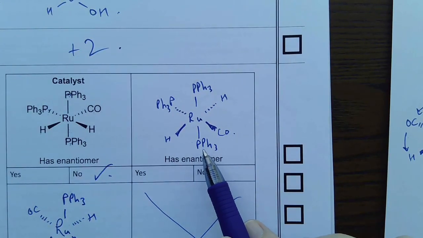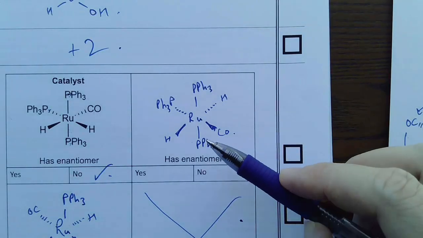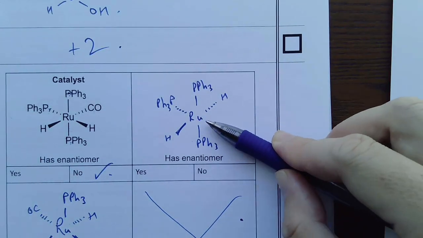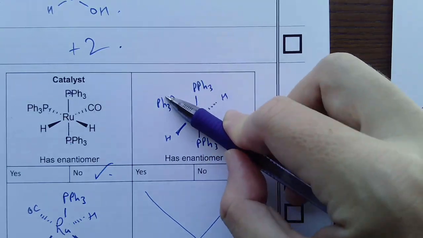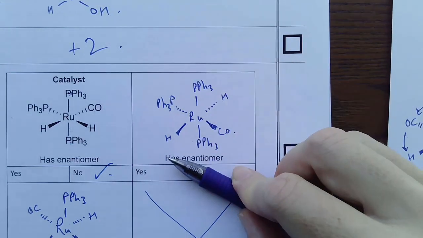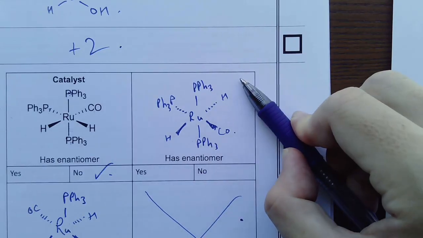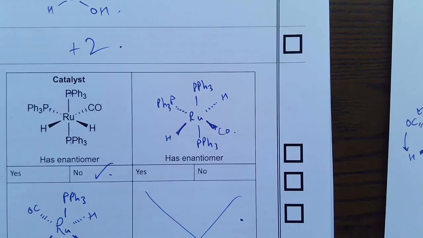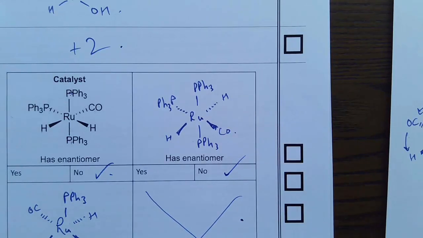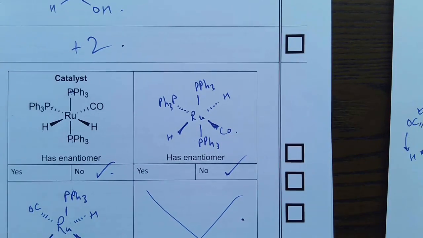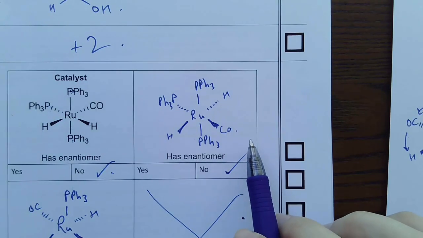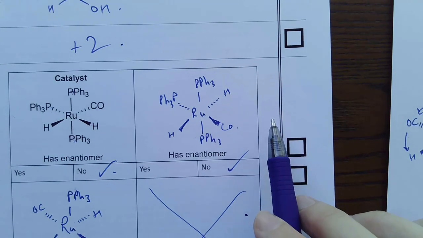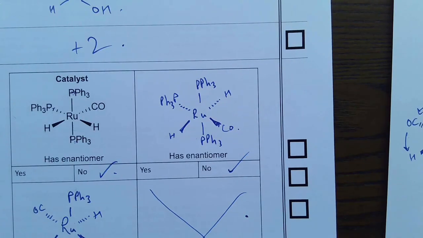For this one, because it's symmetrical, you can see that if I take the plane that the phosphoruses are in, and I put a mirror down there, the hydrogen's on this side, the hydrogen's on this side, and it goes through the CO anyway. So that is also not going to have an enantiomer. You can sort of make the mirror image in your head and then see that it won't give you a different compound.